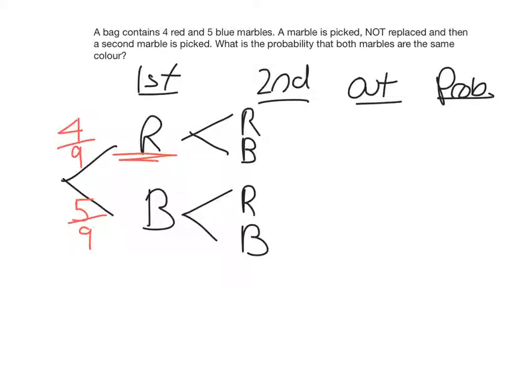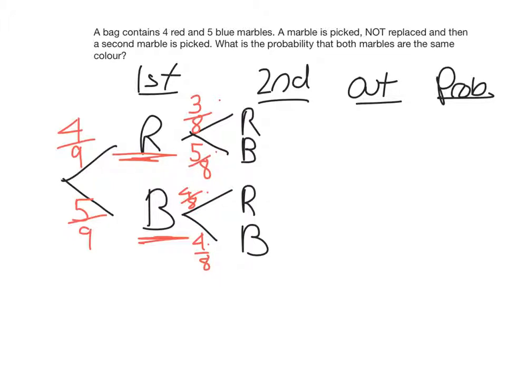But if I get a red and I don't replace it, so I take out a red, there are only 8 marbles left. Of course, there will only be 3 red marbles left. So the probability of getting red on the second go will be 3 over 8. There are still 5 blue marbles, because I haven't taken away any blue, 5 out of 8. If I pick blue first up and take 1 blue away, suddenly there are 8 marbles left: 4 red and 4 blue. So, as you can see, all of these probabilities are different here. That's why I need to write them.